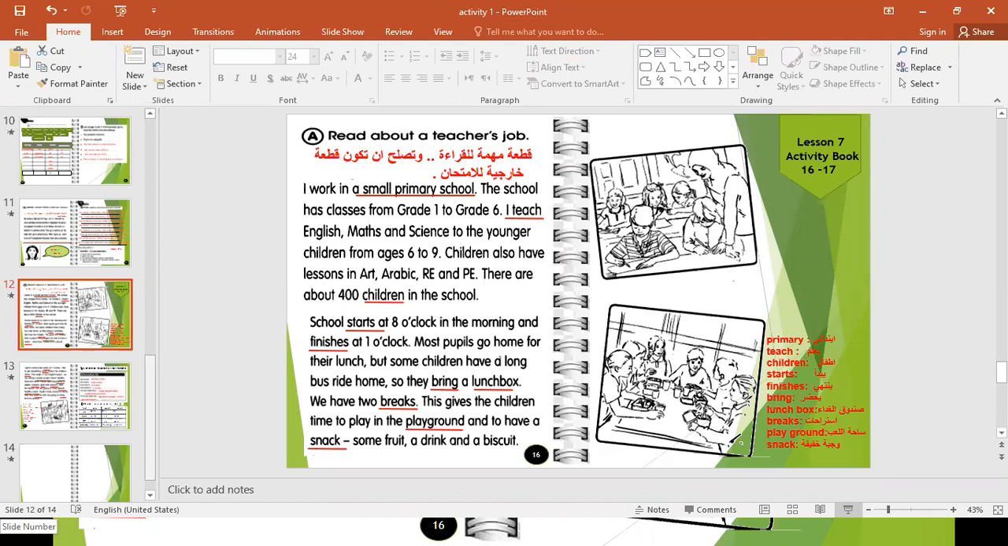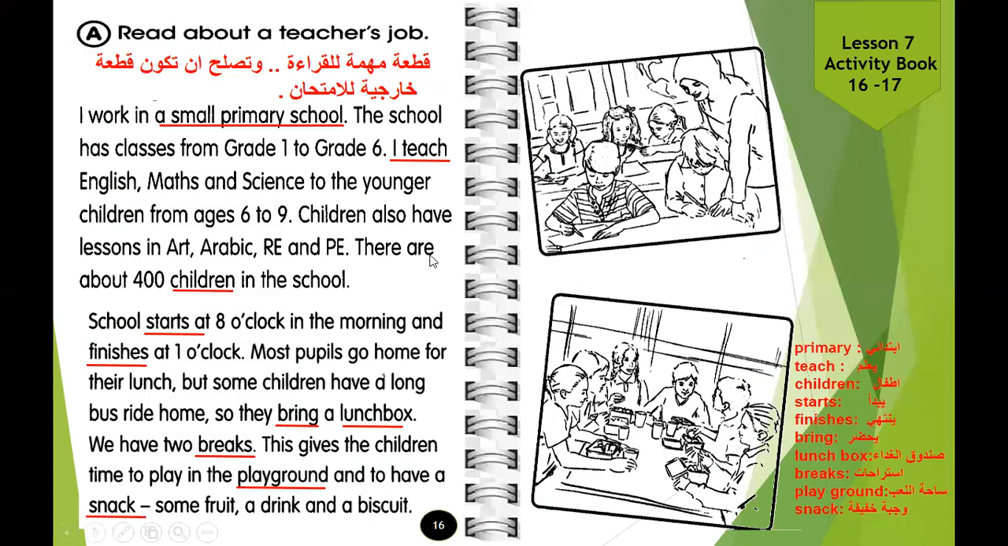Today, I'm going to explain Lesson 7 of Unit 1 in your activity book, pages 16 and 17. So, just follow me. Open your activity book on these pages. So, activity A, we have a passage or a paragraph about a teacher's job.